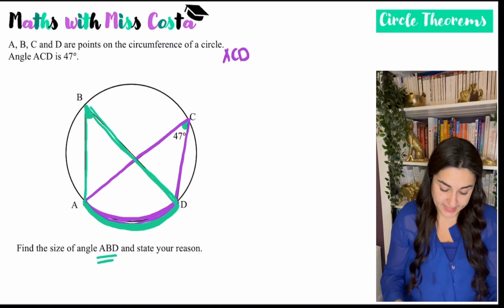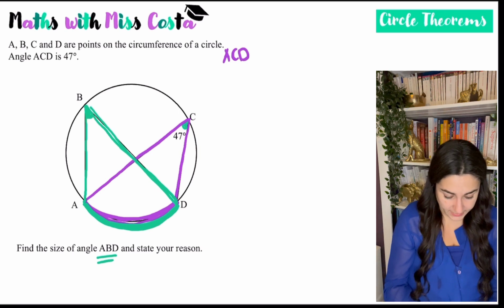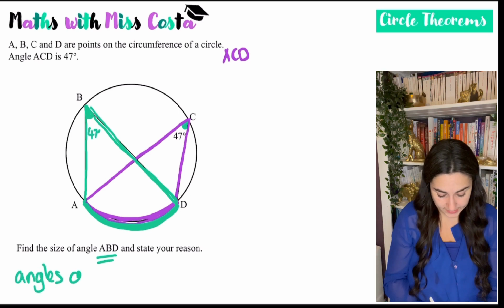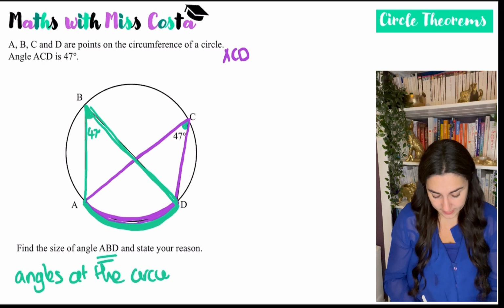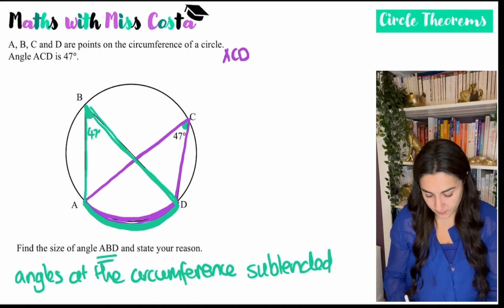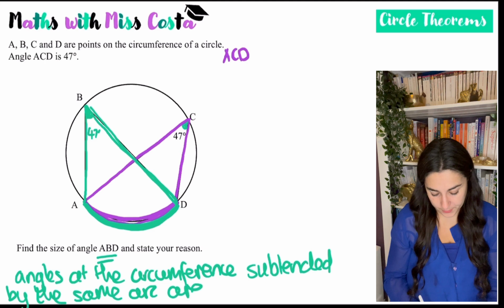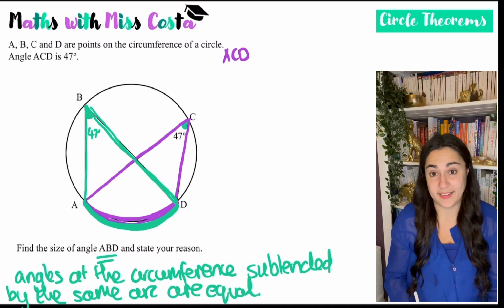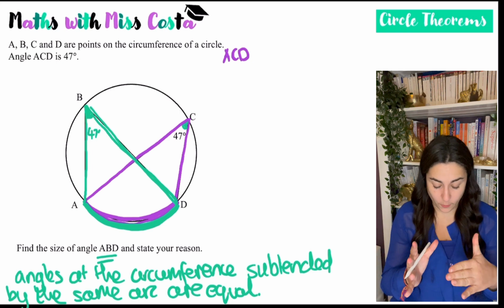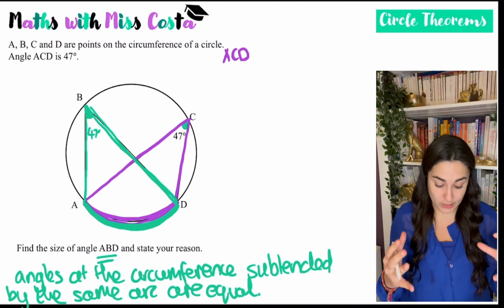So that's what this circle theorem means. It means angles subtended at the circumference by the same arc are equal. So that angle here would be 47 degrees, and your reason would be angles subtended by the same arc are equal. Now, subtended just means formed, created. So when you're looking for these, you can trace it back to where the angles are formed. And if they're formed by the same arc, if that's where they originate, then that means that they're going to be equal.